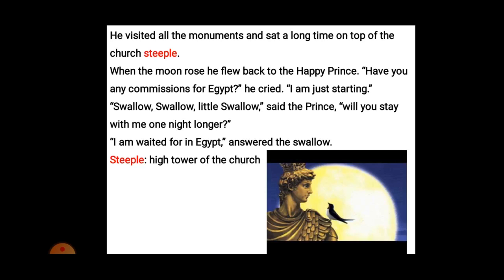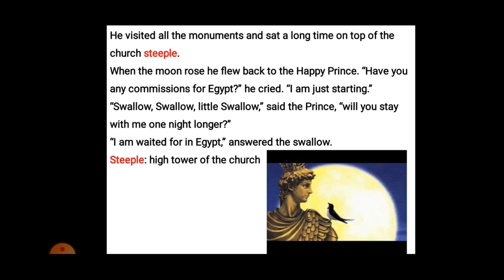"Have you any commissions for Egypt?" he cried. So, very happily and loudly, he asked the happy prince, "Do you have any commission for Egypt? I'm just about to go to Egypt. I'm going to start my journey." "Swallow, swallow, little swallow," said the prince, "will you stay with me one night longer?" "I'm waited for in Egypt," answered the swallow.